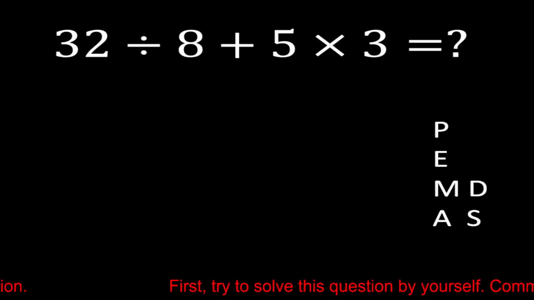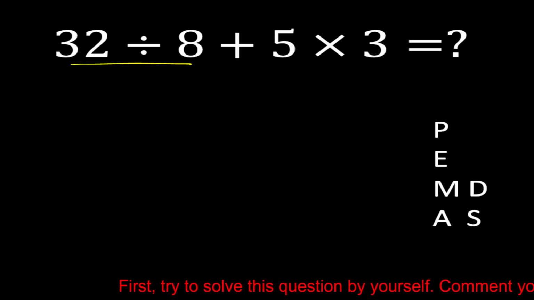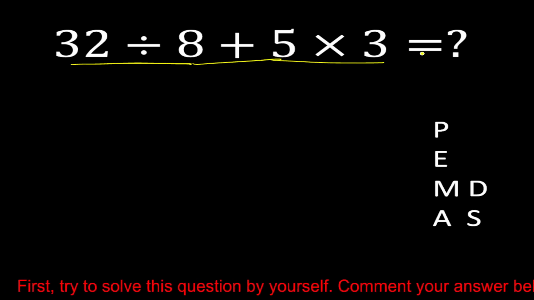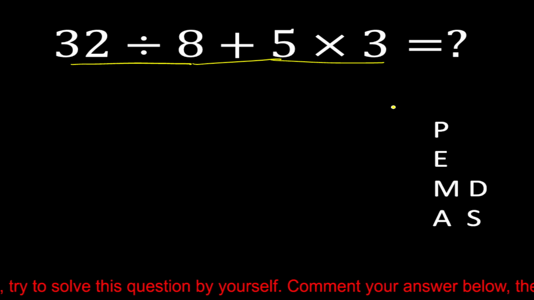So here we have a question: 32 divided by 8 plus 5 multiply 3. Now let's solve this problem correctly by using the PEMDAS rule.